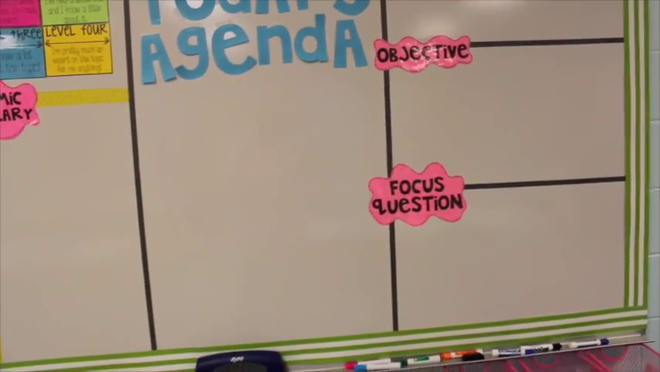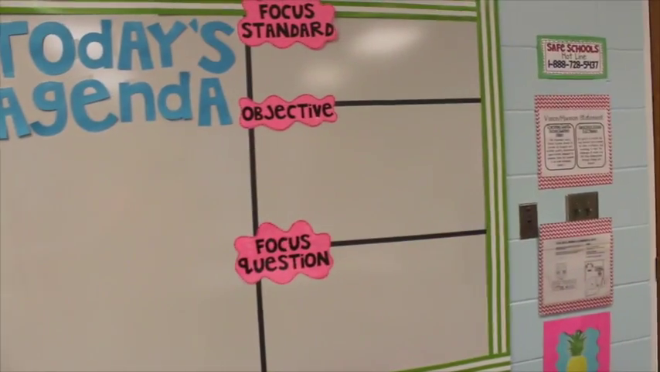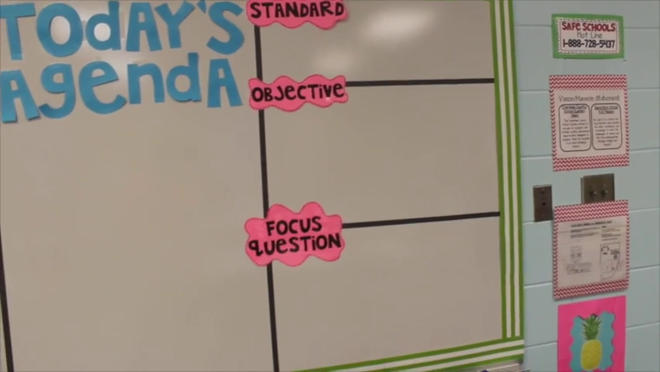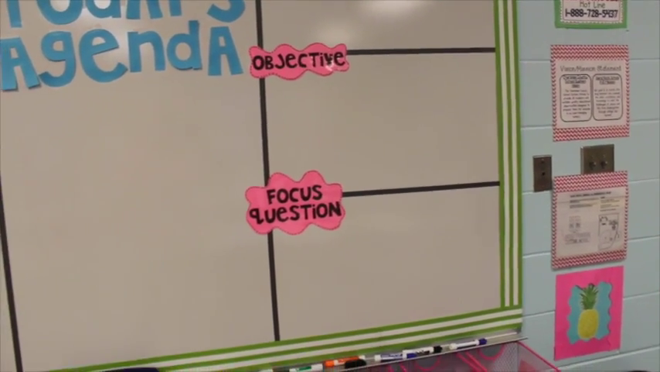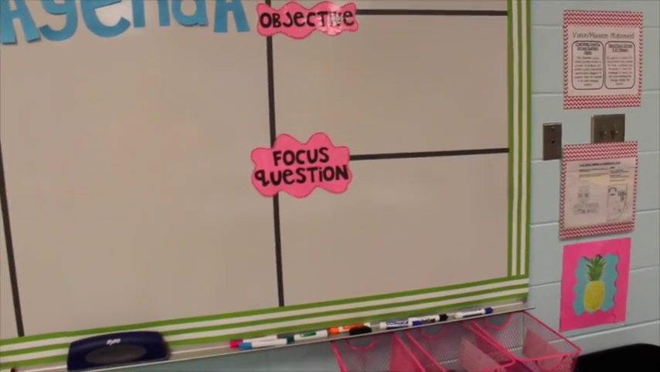I put the agenda, what we're doing today, that helps keep the kids on track and me. I'll do the Common Core standard that we're covering that day, what the kids are going to learn, the objective, and then what our essential question is, which most of the time serves as the exit slip.